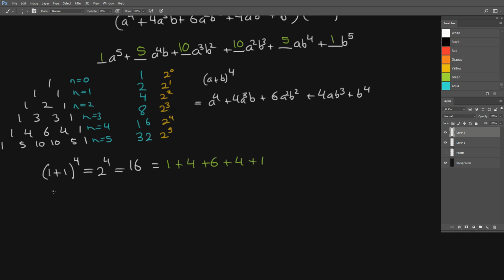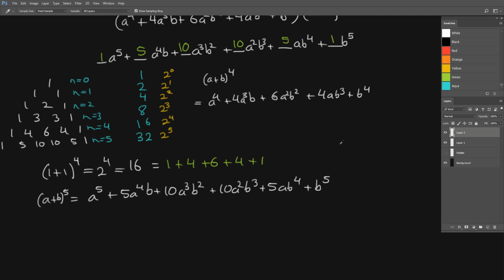And I'll do it again. So (a + b) to the power of 5 is equal to a to the 5 plus 5a to the 4 b plus 10a cubed b squared plus 10a squared b cubed plus 5ab to the 4 plus b to the 5. And once again, if we let a and b equal 1, we'll have (1 + 1) to the 5, which is equal to 2 to the 5, which is equal to 32, equal to 1 plus 5 plus 10 plus 10 plus 5 plus 1.